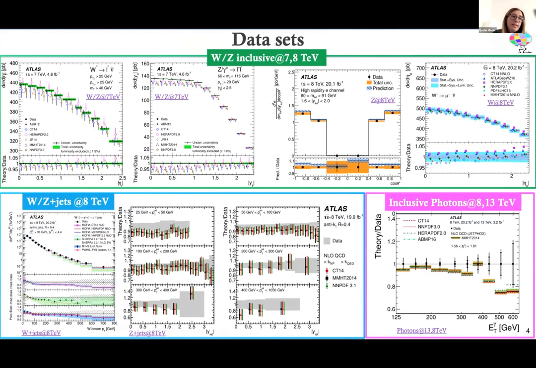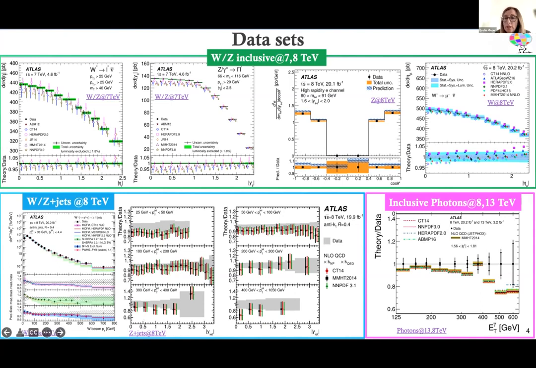And depending on the dataset, we used the differential cross-section measurement as a function of the lepton rapidity, the rapidity of the boson, or the polar angle of the lepton in the Collins-Soper frame. For what concerns the boson plus jet data at 8 TeV, in the fit we used, as done in the past, the pT of the W boson and the rapidity of the jet in different bins of the jet pT for the Z plus jet dataset.